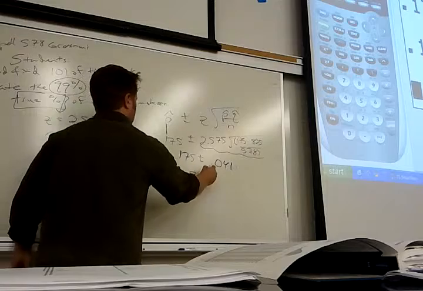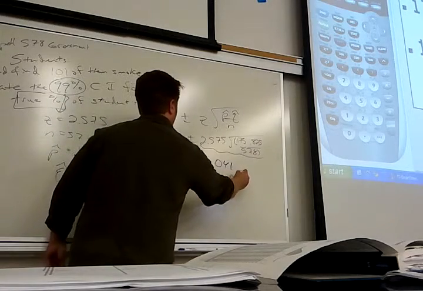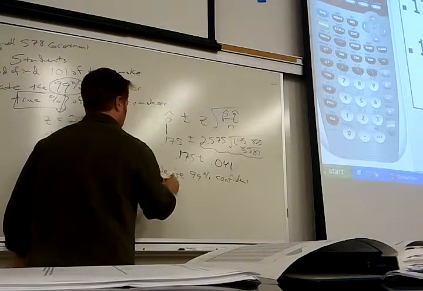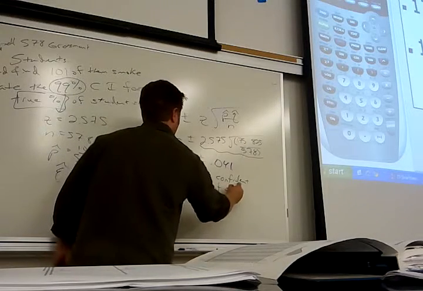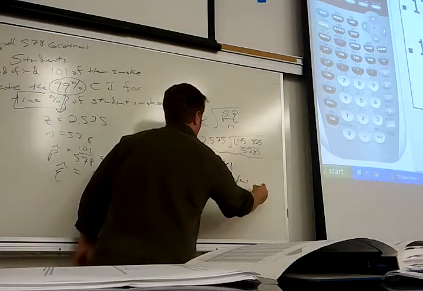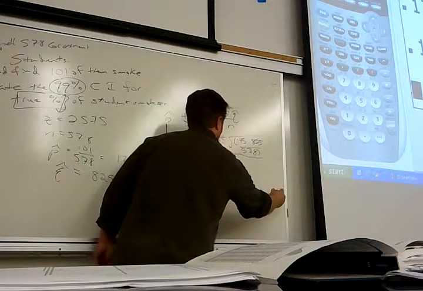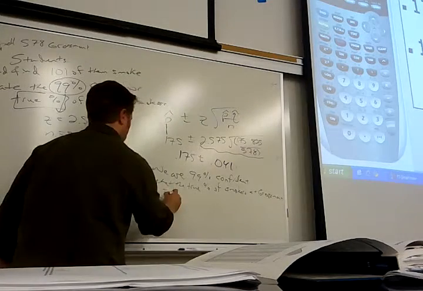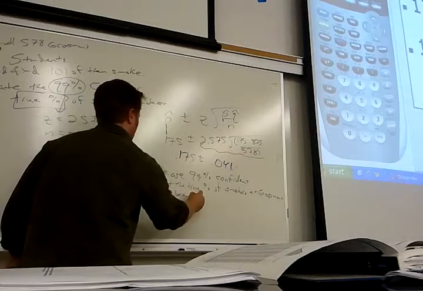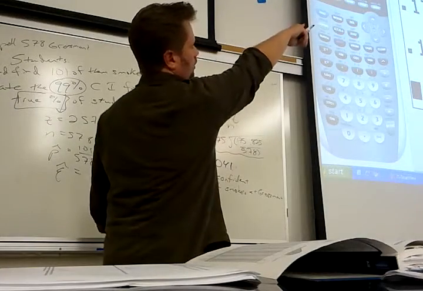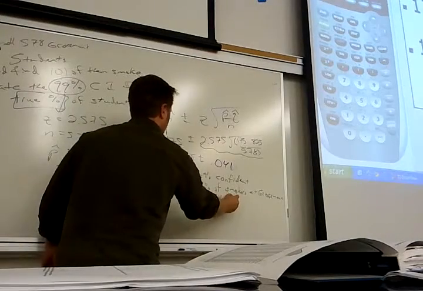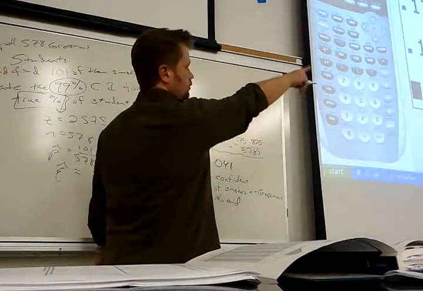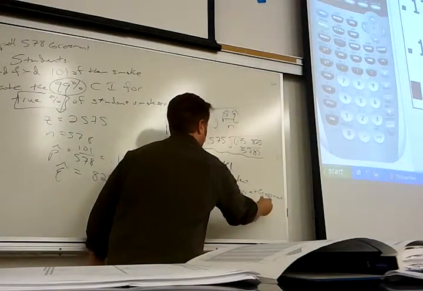We are 99% confident that the true percentage of smokers at Grossmont is between 13.4% and 21.6% roughly.